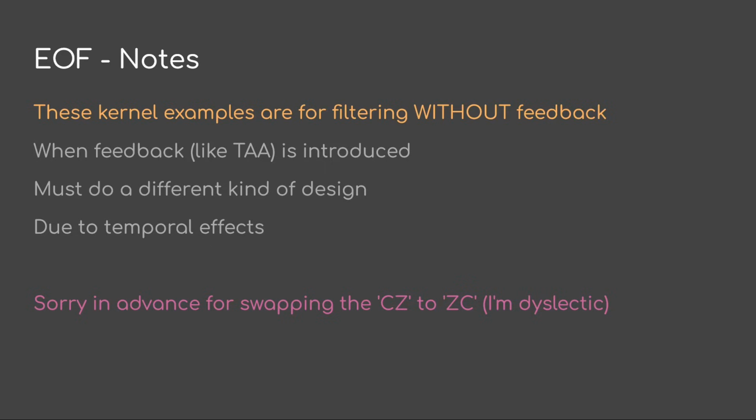So let's leave with some closing notes. These kernel examples are for filtering without feedback. If you're filtering with feedback, for instance in a TAA, you would want to do something completely different in the design due to the temporal effects.